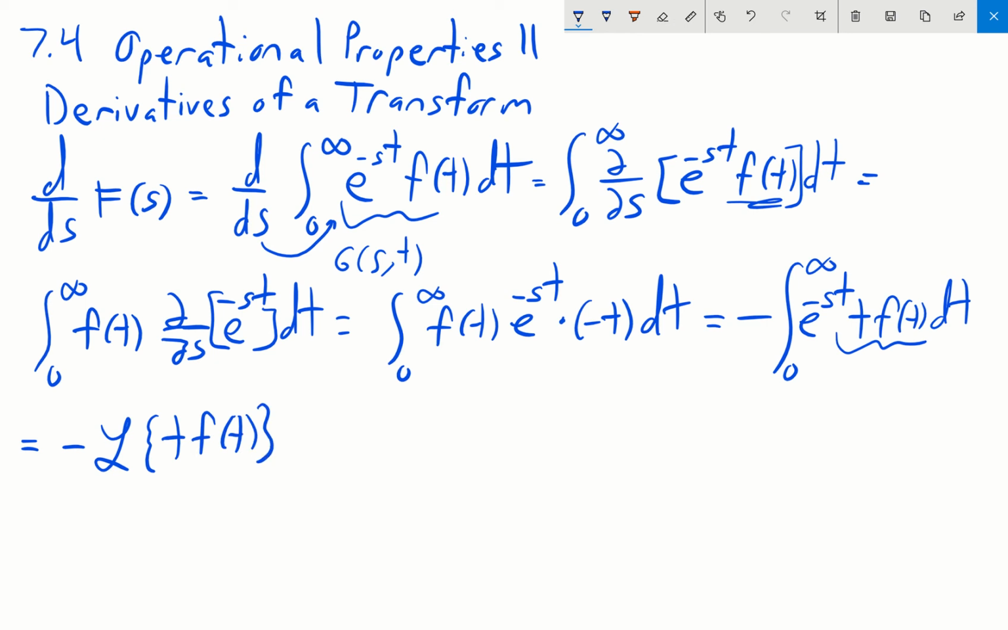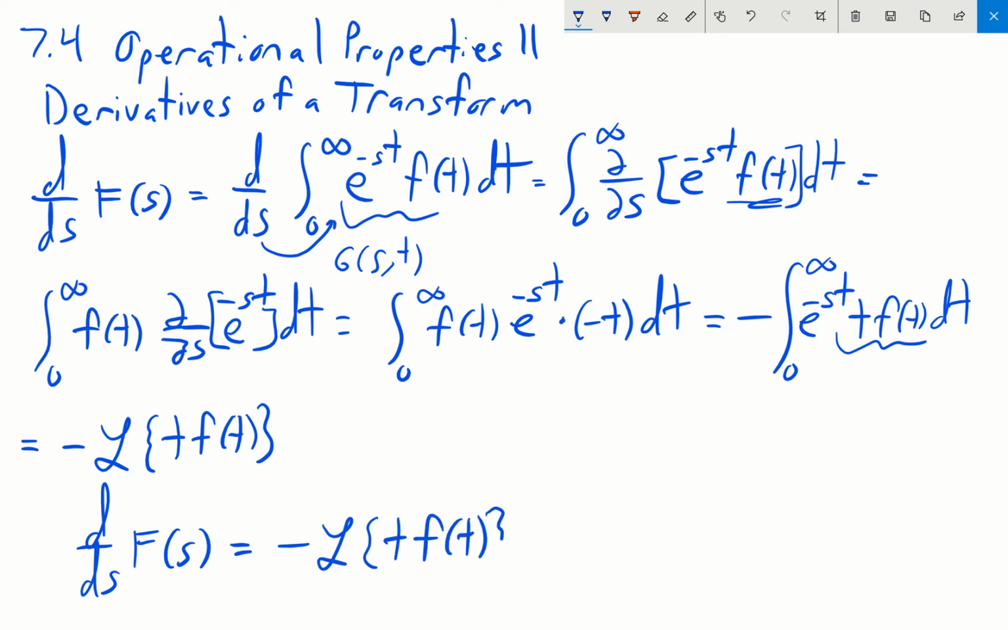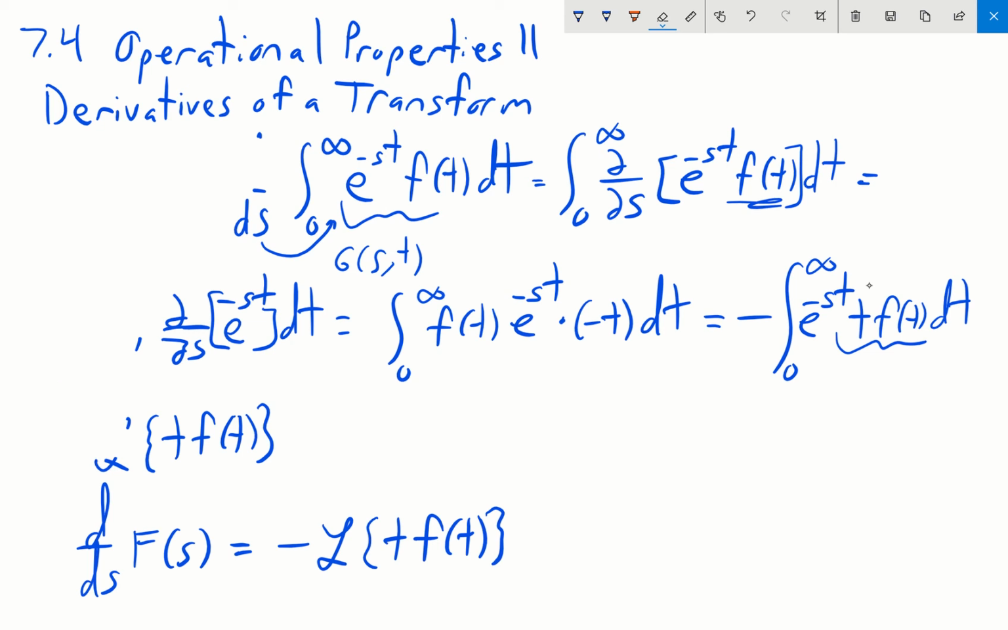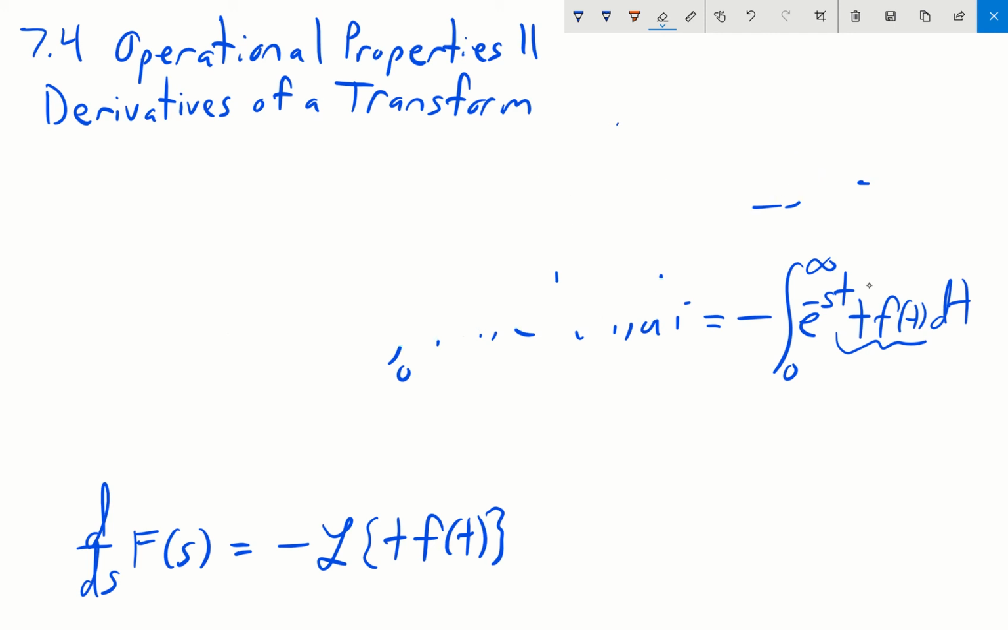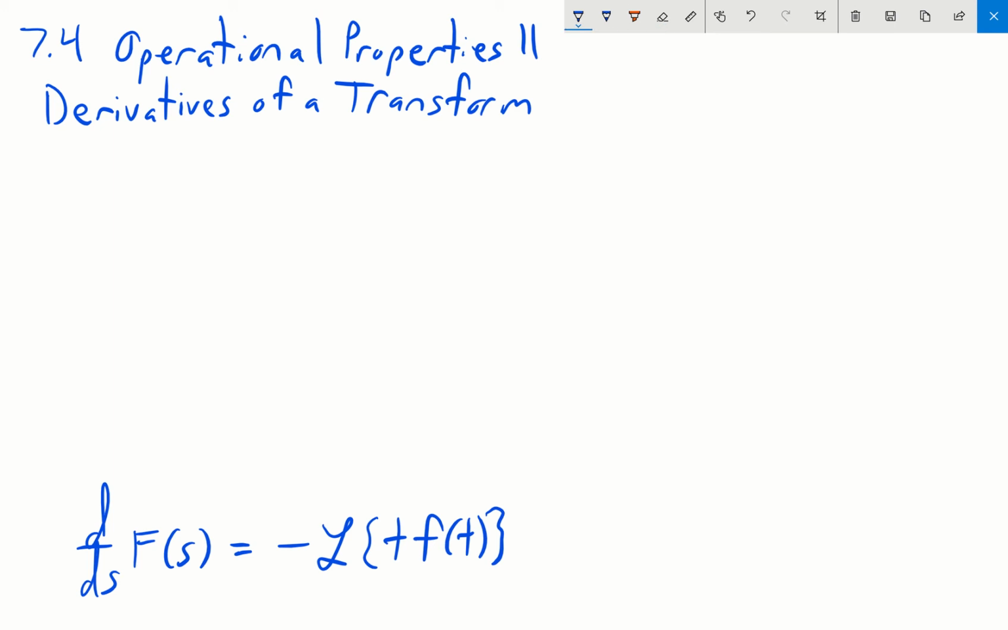Okay. So to summarize, what have we just shown? We showed that the derivative with respect to s of F of s is equal to the negative of the Laplace transform of t times f of t. Let's use this result to look at the following. This result will actually help us to find the Laplace transform of t squared times f of t. And we can do so as follows.